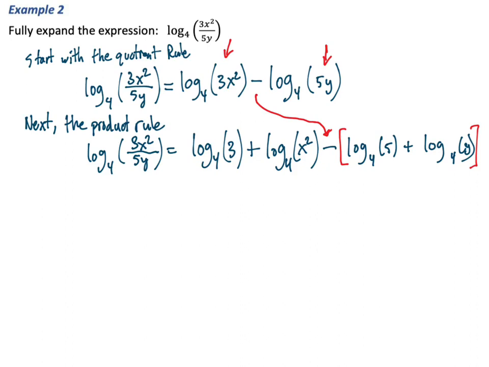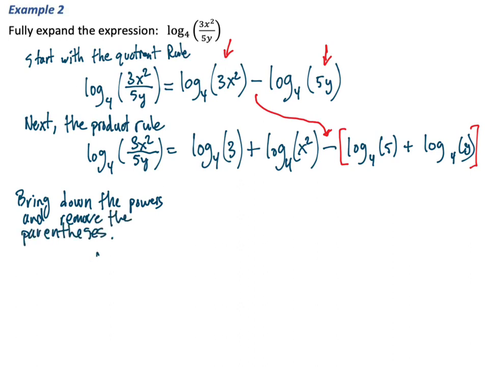Finally, from here, we can use two things. Our power rule to bring down this power of 2 in front of the log. And we can also then get rid of the red parentheses to simplify it a little bit better. So next step, we'll bring down the power of 2, and we'll remove the parentheses on here.